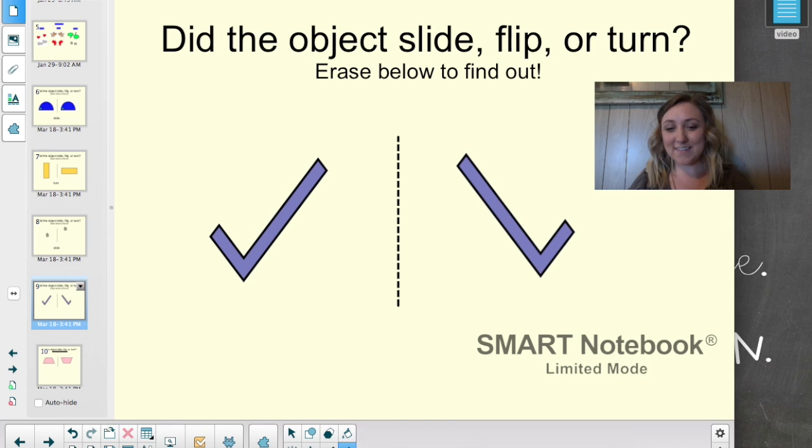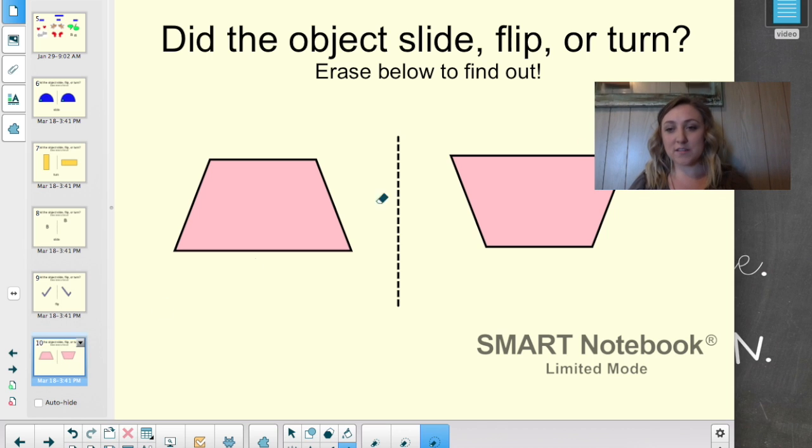Is everybody ready? Alright, this is a flip. So we see the corners here and the end is flipped just like it's looking in a mirror. Last one, let's clear off your whiteboards. Okay, so did this object slide, flip, or turn? Write it down, I'll give you a few seconds. When everybody's ready. It's a turn, so we rotated our object upside down. So now it's on its top side. Good job today, class. You did really well with this activity, and we'll practice some more tomorrow.